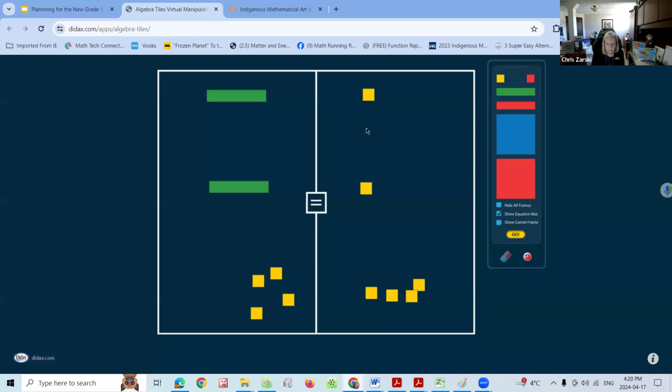So 2x plus 4 equals 6. If I substitute 1 in, it would be 2 times 1, which is 2, add 4 equals 6, which is correct. So I have to be cognizant that the numbers I use are things that the students can easily take off.